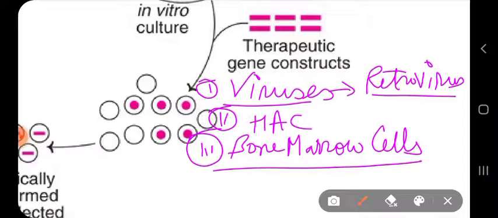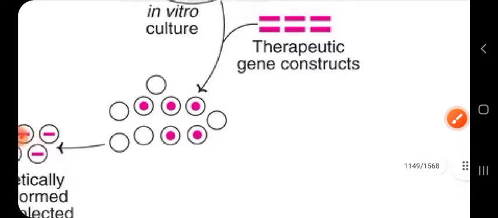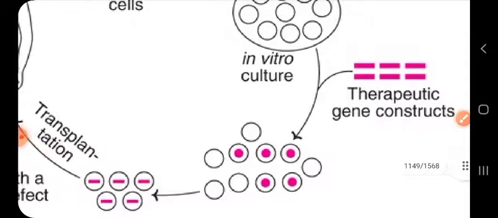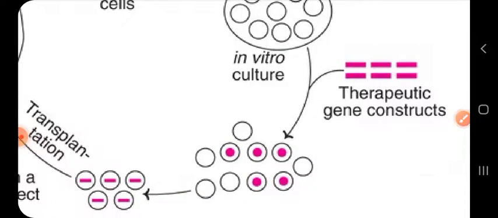Normally, for the viruses being used, we have to remove their pathogenic part. We have to eliminate their pathogenicity, and then we use them as a vector to deliver our gene of interest, our therapeutic gene, into the target cells. So this was the third point.